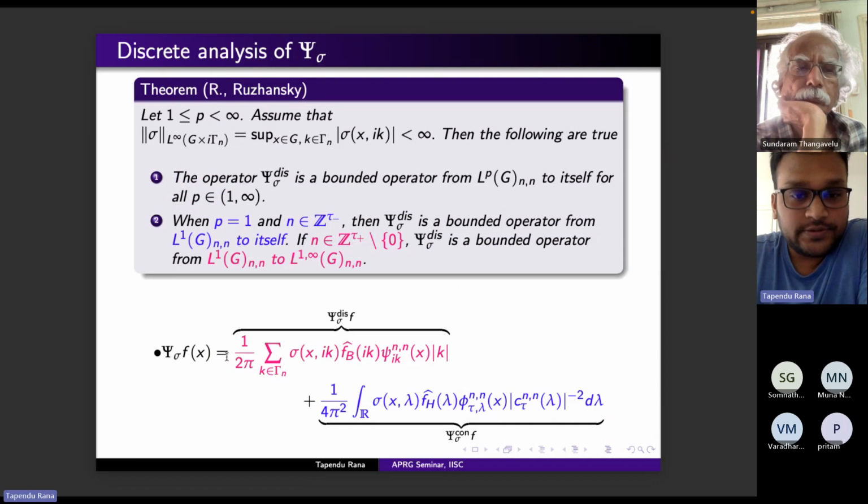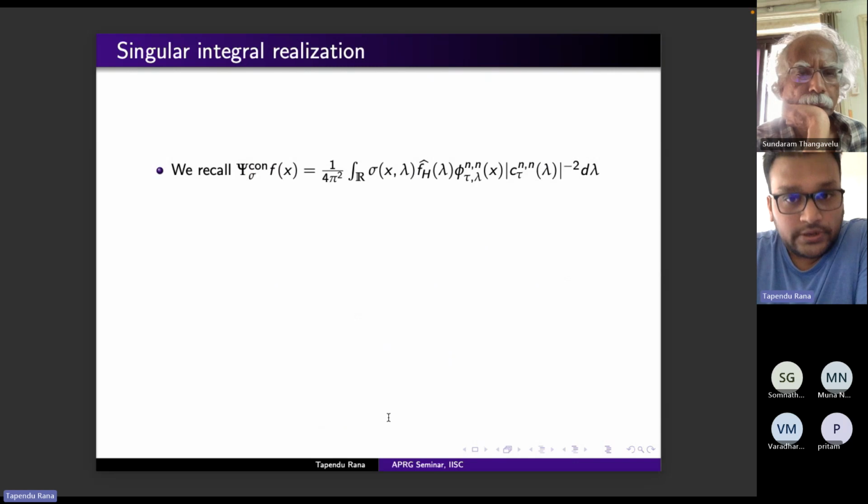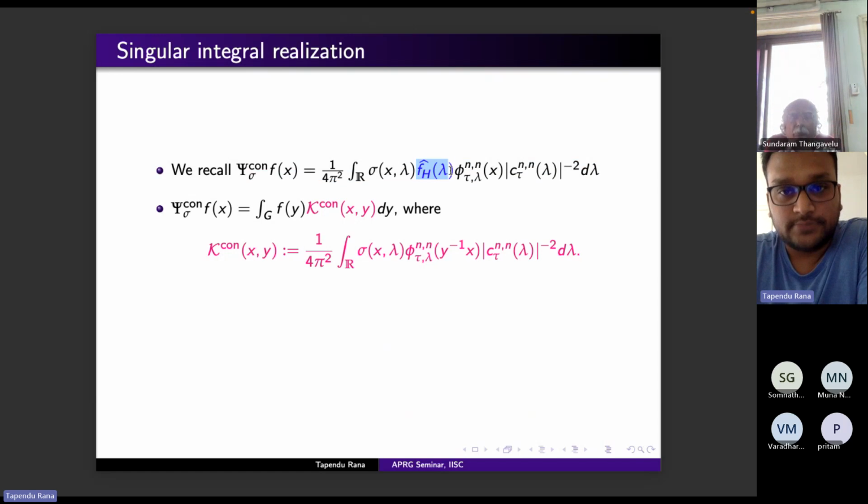Okay. Now this settles the analysis of the discrete part of ψ_σ. Now, to handle the analysis of the continuous part of ψ_σ, we had to consider the fact that this upper half plane has exponential volume growth. For this, we first write down the continuous part of this Schur's operator as a common integral operator, which you can easily do by replacing the Fourier transform of f at lambda and using the product functional identity of spherical functions. You can write this continuous part of ψ_σ as the integral operator, integration over G of f(y) k_con(x,y) dy, where k_con(x,y) is defined like this.